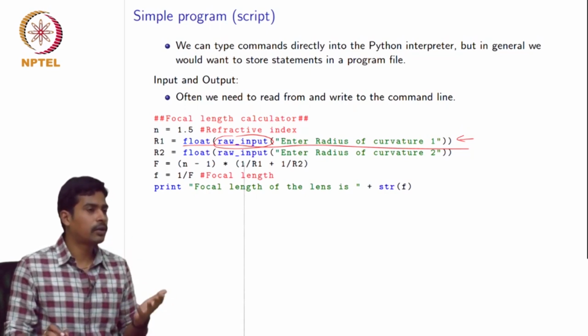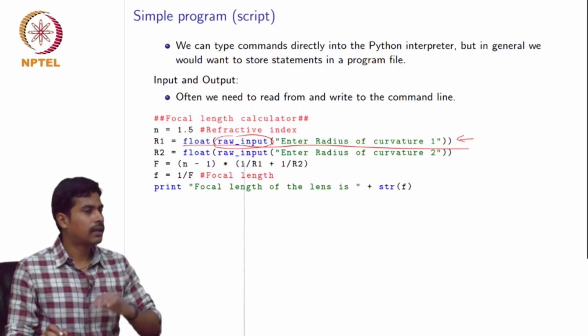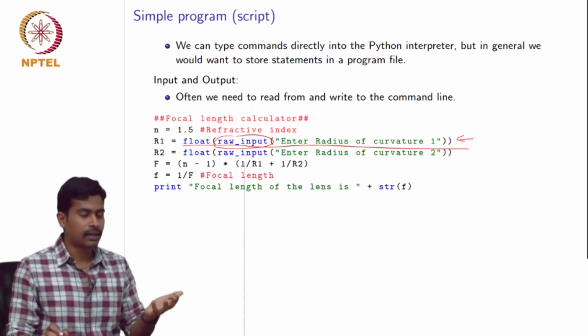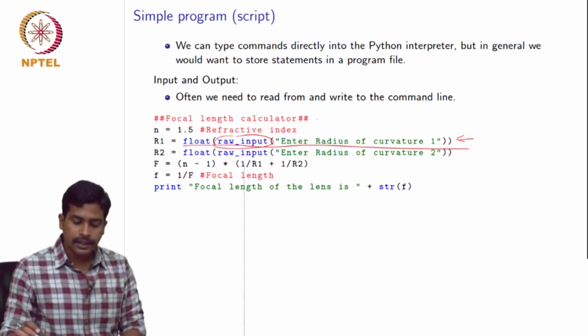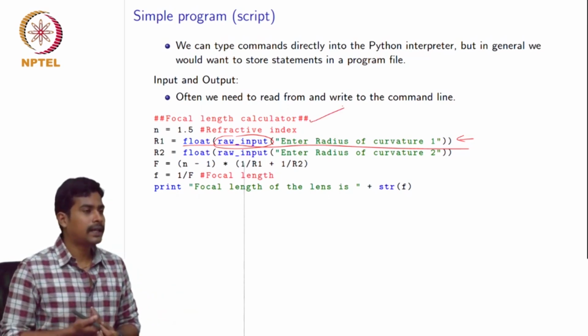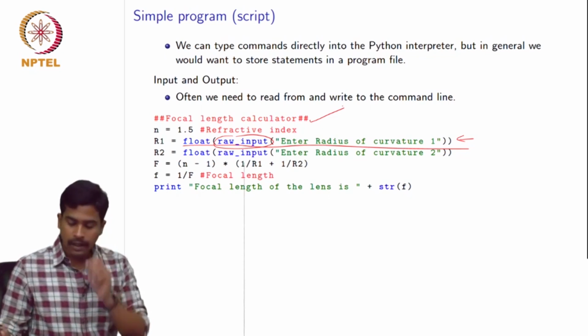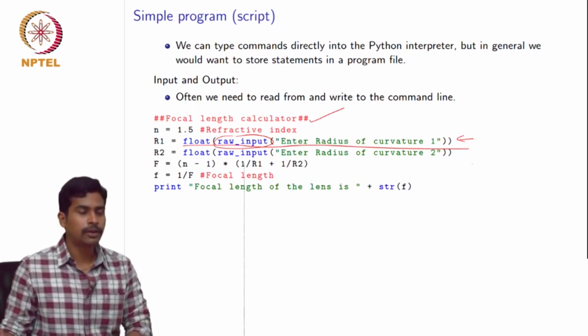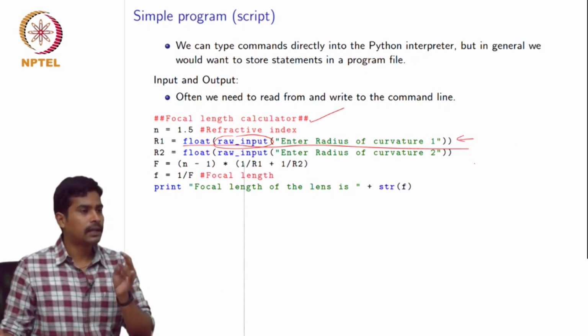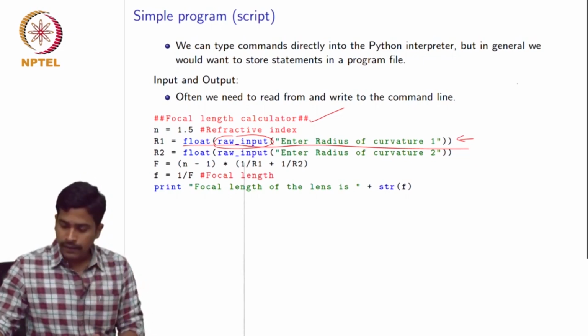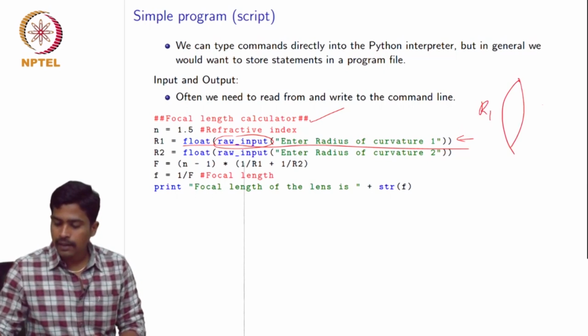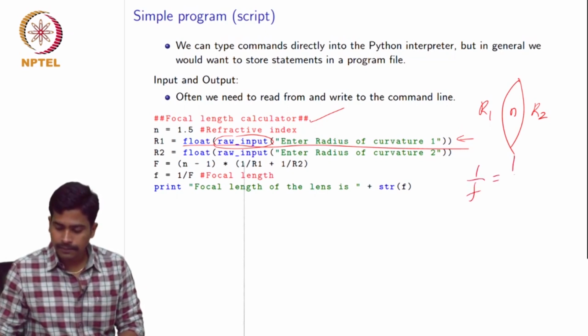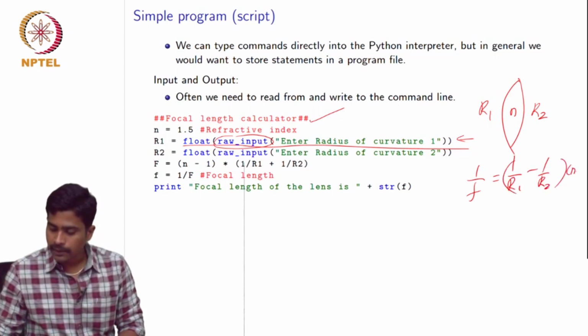As I have said before, you cannot do arithmetic operations with strings. So you have to convert it into the appropriate data type, whether it can be an integer or float, okay. In this example, we are going to calculate the focal length of a lens, okay. In order to know the focal length of the lens, you should know its radius of curvature and the material of the lens. For example, if this is the lens, and this is R1 and this is R2, and n is the refractive index, the focal length is given by 1 by f equals (1 by R1 minus 1 by R2) into (n minus 1), okay.